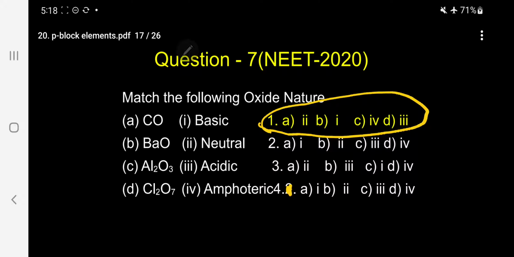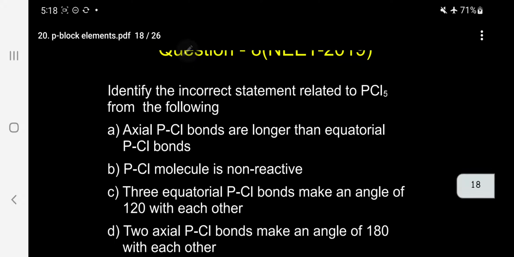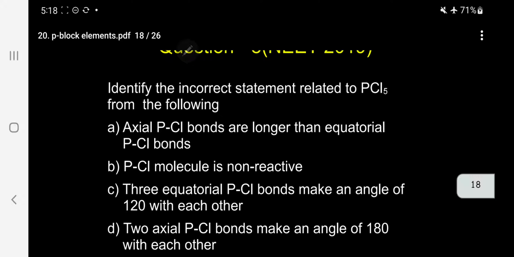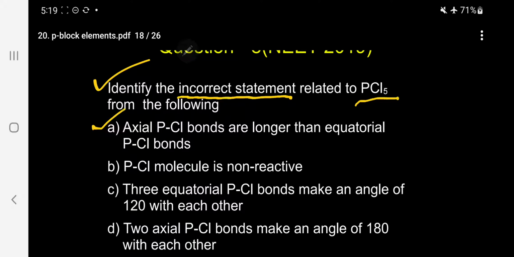Next question, question number 8. This question was asked in NEET 2019. Identify the incorrect statement. Please follow. Incorrect statement related to PCl5, phosphorus pentachloride, from the following. A: axial P-Cl bonds are longer than equatorial P-Cl bonds.